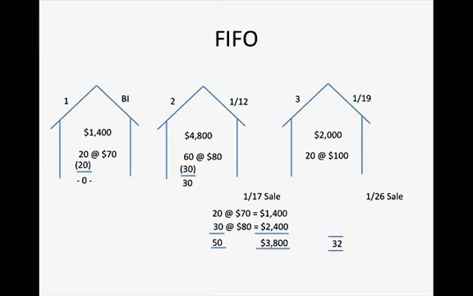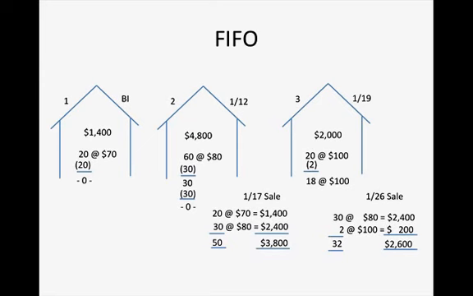Now we turn to the January 26th sale of 32 units. Since we have 30 units left in garage 2, we use them in the January 26th sale. But we need another 2 units to complete the sale, so we get them from the third garage, or the January 19th purchase, which leaves 18 units in the third garage. That is ending inventory. Now we add up the 2 batches to get the cost of goods sold for the January 26th sale.